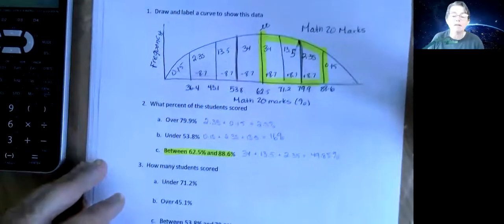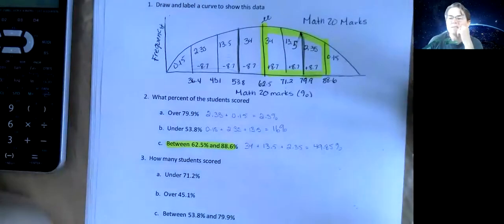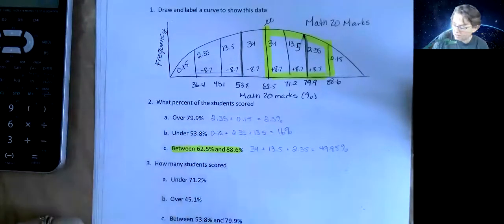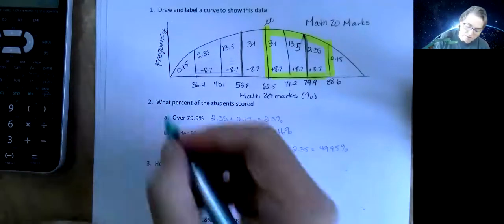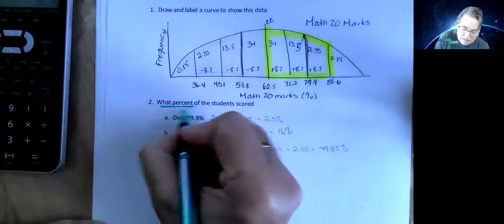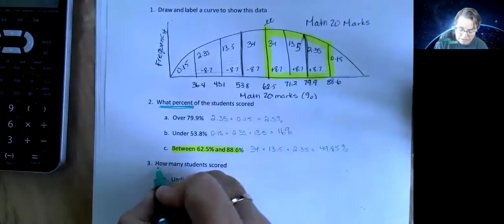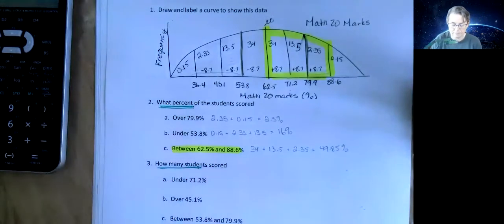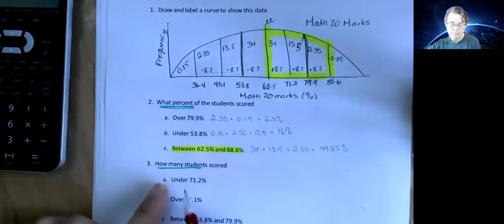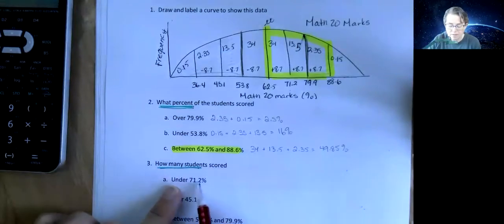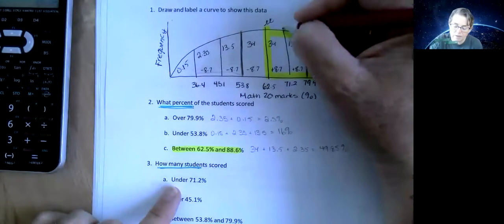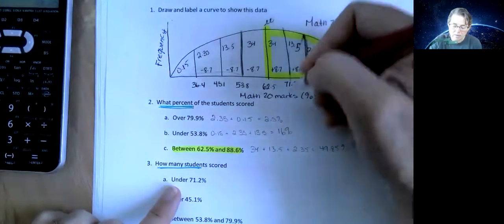All right, now, you're going, why does she keep doing these questions? They're all the same, it's boring. But notice this question said, what percent? And if it says what percent, you look on the chart and you add up the percents. Super duper easy. This one says how many students. That's a different question. But we still start out exactly the same. So how many students scored under 71.2%? So we still find our 71.2 line. We want everything under that.